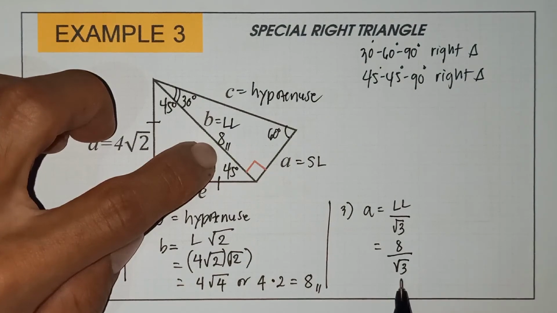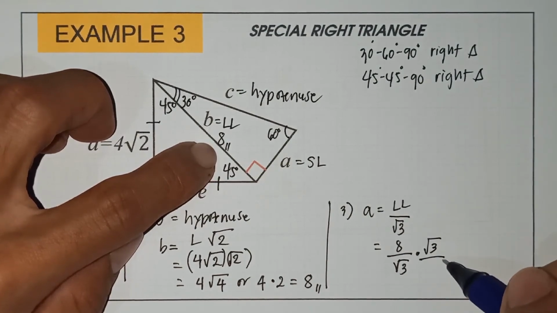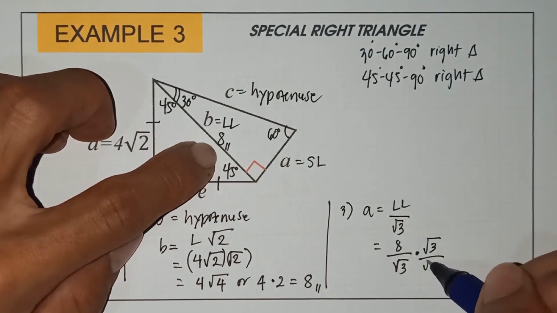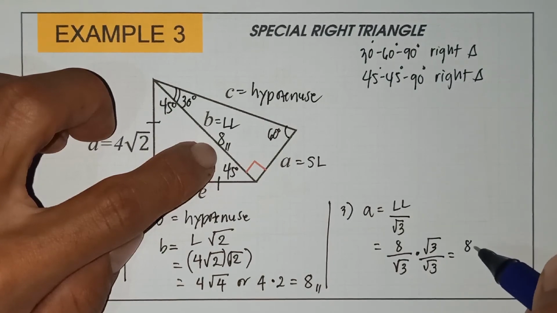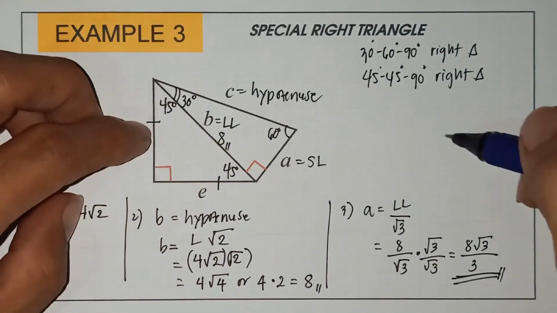Since the denominator is a radical, rationalize the denominator by multiplying the numerator and denominator by square root of 3. So the result is 8 square root of 3 over 3. Since we cannot get the lowest term of 8 and 3, this will be the final answer.